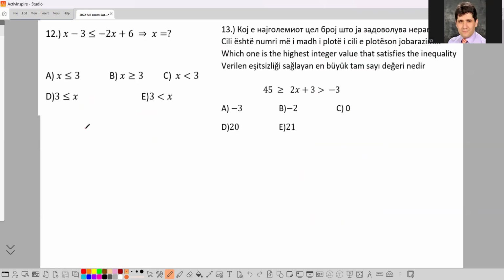Here we have a linear inequality, the 12th one. So x minus 3 less than negative 2x plus 6. Let's take negative 2x from right-hand side to the left-hand side. So we get x plus 2x is less than 6 plus 3. So you get 3x is less than or equal to 9. X is less than or equal to, when we divide by 3, 9 divided by 3, that's 3. So it's under A.